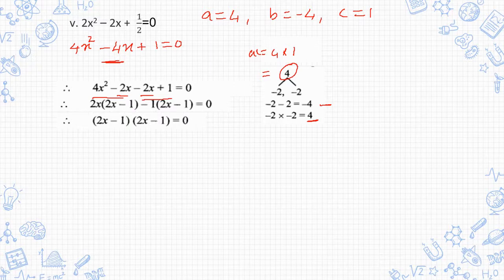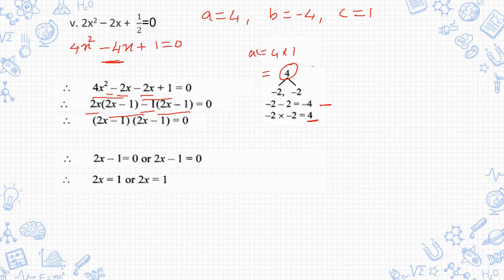Now in the first pair, 2x will be common. So you take 2x common outside. So inside the bracket you'll be having 2x minus 1. In the second pair, if you see no such number is common, so you take minus 1 out. So if you take minus 1 out, inside the bracket you'll have 2x minus 1. So if you see, here also we have 2x minus 1, and here also we have 2x minus 1. So 2x minus 1 will be one factor, and the second factor will also be 2x minus 1 equal to 0. Now you take either 2x minus 1 equal to 0 or 2x minus 1 equal to 0.